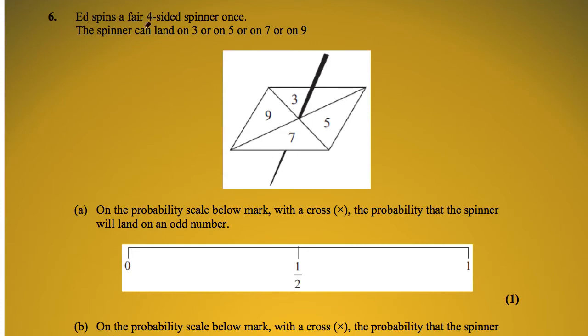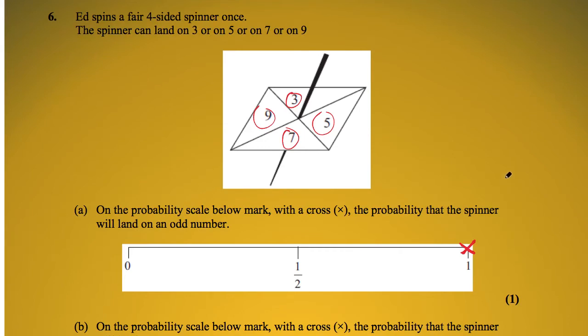So Ed spins a fair 4-sided spinner once. The spinner can land on 3 or 5 or 7 or 9. On the probability scale below, mark with a cross the probability that the spinner will land on an odd number. So odd numbers, we've got 3, 5, 7, 9. They're all odd. It's certain that it's going to land on an odd number, which is 1. Certain is represented by 1.